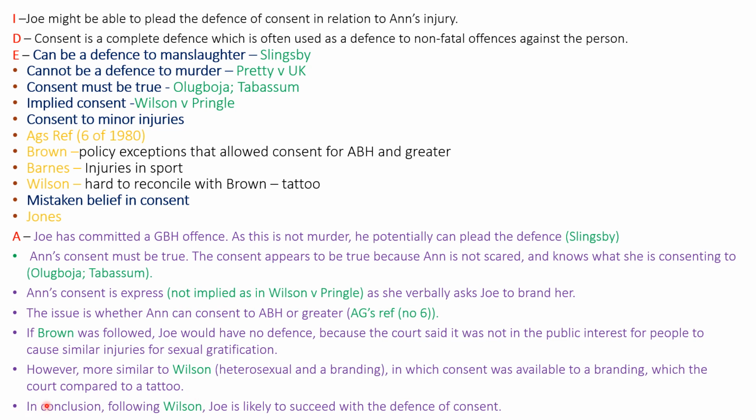So in conclusion, if we follow Wilson, which seems the most likely option here, Jo's likely to succeed with the defence of consent. So it seems that that defence may be successful for him. But it's always good, as you can see here in the application, to say that we've not got a definite answer. If Brown was followed, this would be the outcome. However, it seems more similar to Wilson, so therefore we think the defence will be successful.